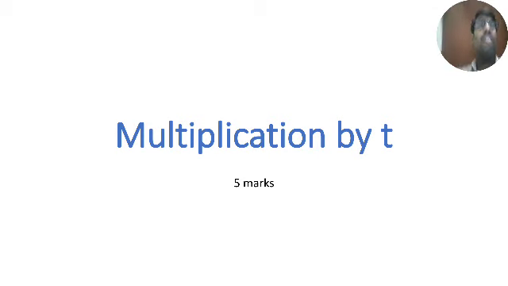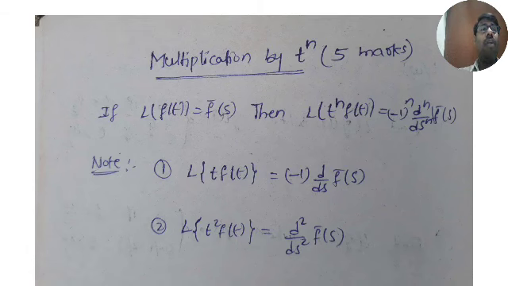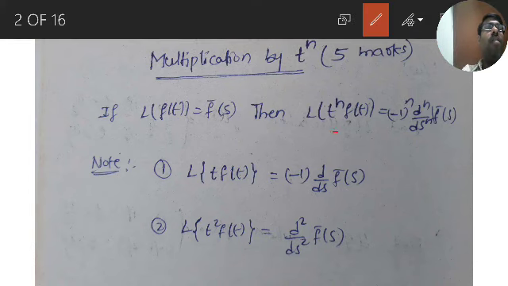So what is multiplication by t? Let us see. Multiplication by t power n, you will get 5 marks. How many marks? 5 marks. So what is multiplication by t power n? If L of f of t is equal to f bar of s, then what is L of t power n into f of t? So f of t is multiplied by t power n. Then what is the Laplace transform?